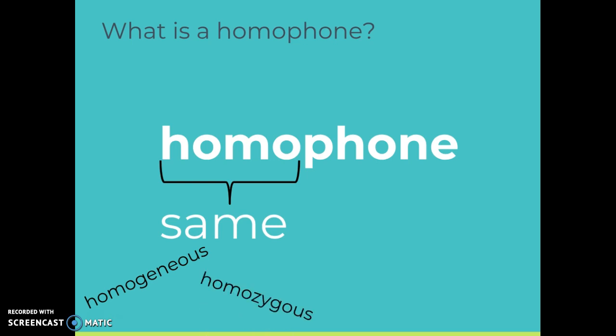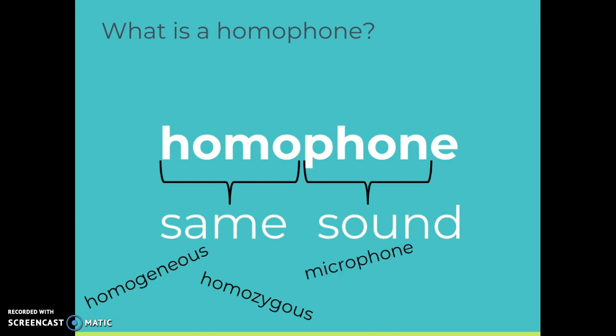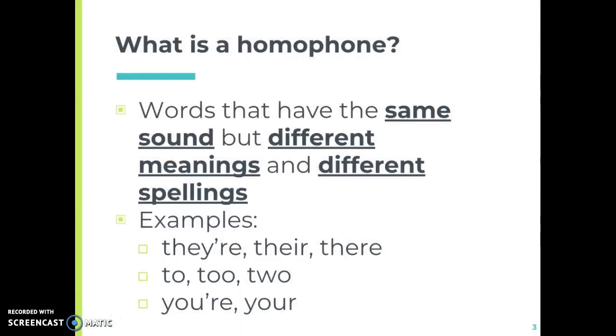The second part of the word homophone is phone, which is a Greek root meaning sound. It's in other words related to sound, like microphone or symphony. When you put the roots homo and phone together, you get same sound. So, homophones are words with the same sound but different meanings and different spellings.